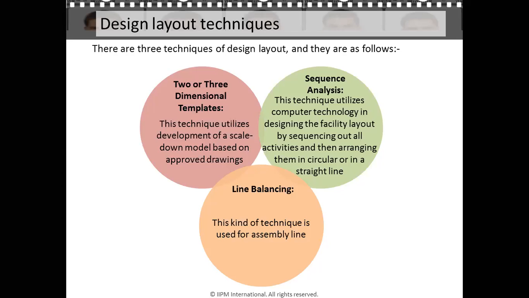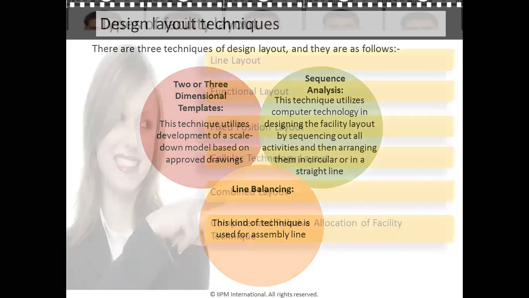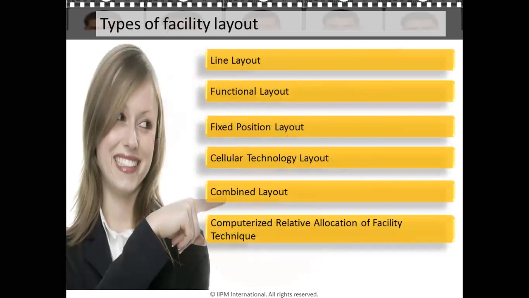Then we have line balancing. This kind of technique is used for assembly line. Types of facility layout. We have the line layout, the functional layout, the fixed position layout, cellular technology layout, combined layout, and computerized relative allocation of facilities technique.